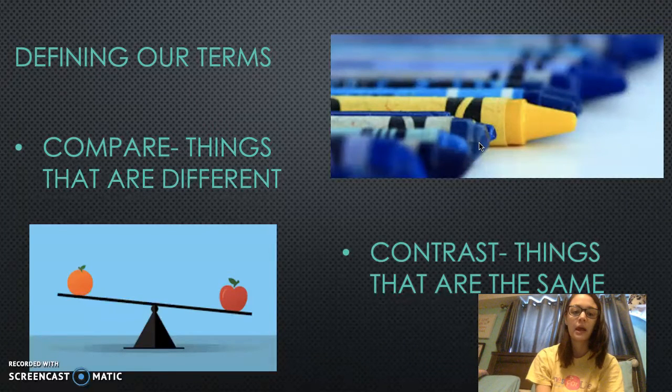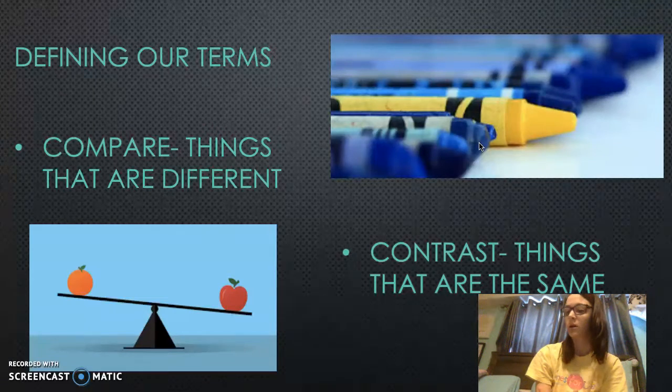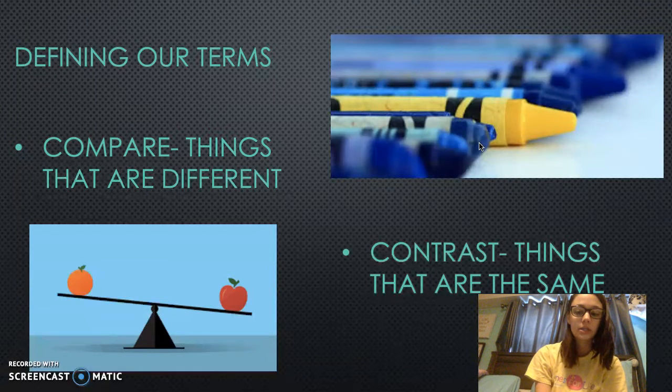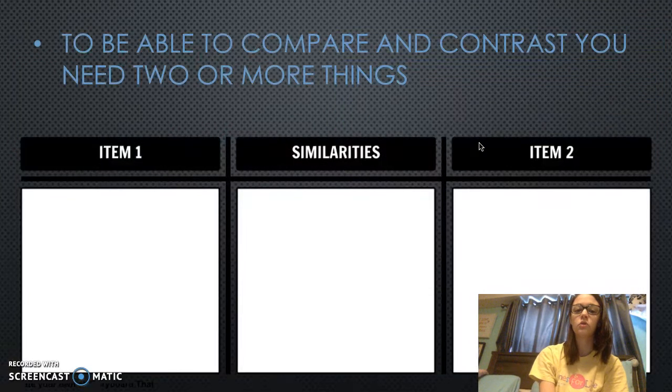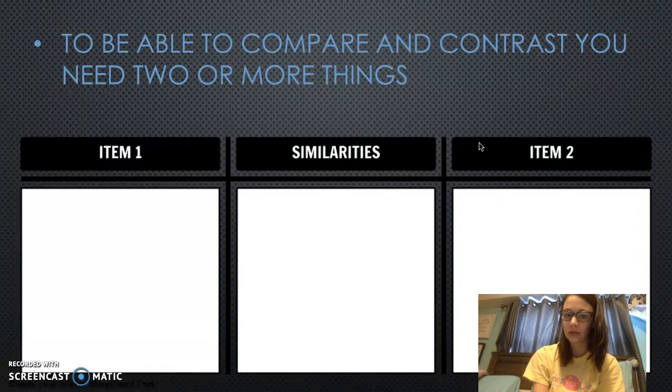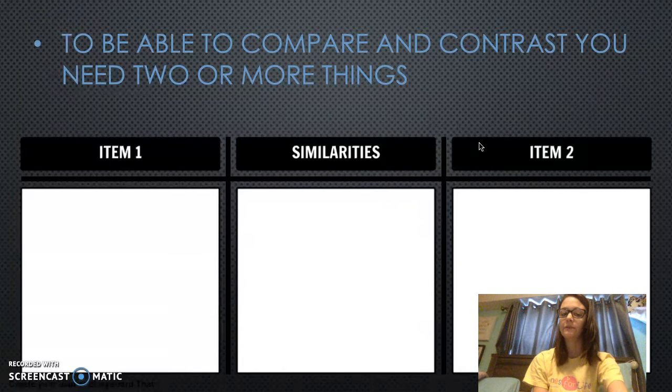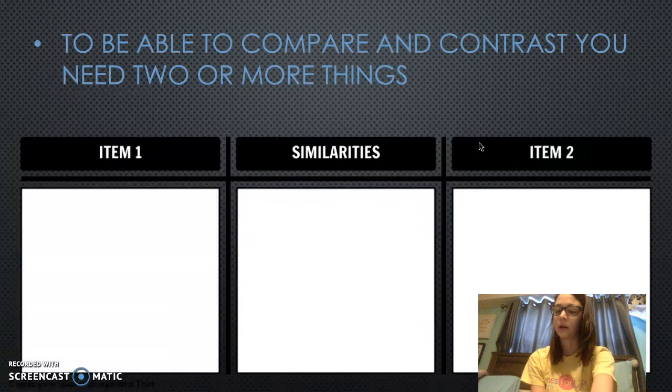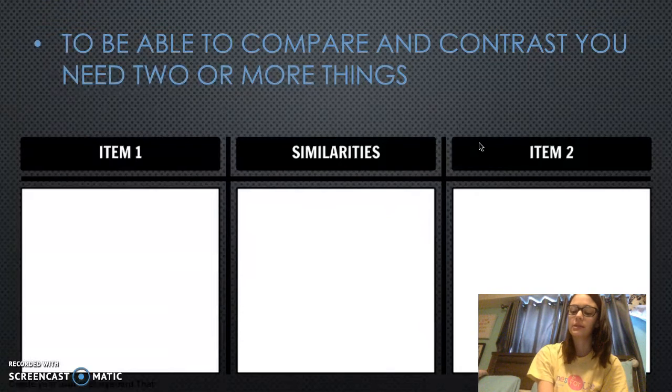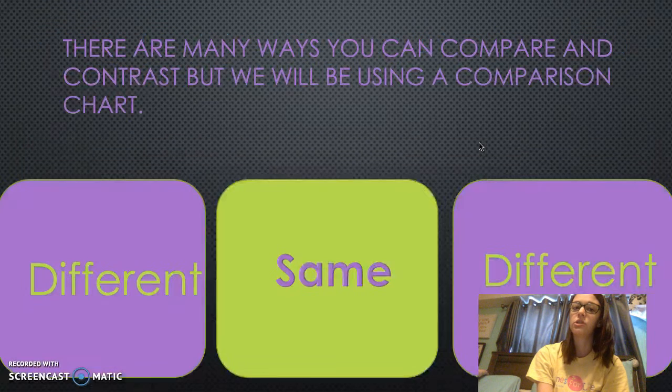You can do this with animals. You can do this with characters in the books that we read. You can do this with sports. You can do this with so many things. To be able to compare and contrast, you need two or more things. Item 1 would be the first thing that we compare. Item 2 would be the second thing that we compare. And then in the middle, we would write the things that are the same about the two.